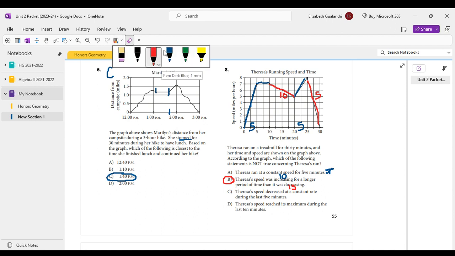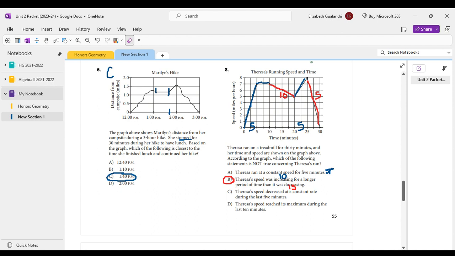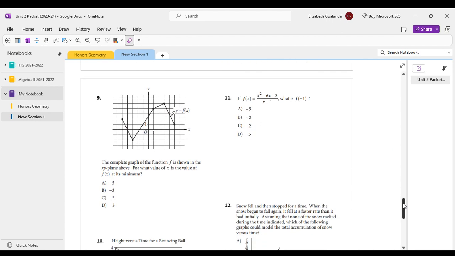Whenever I do these, though, I always check all of them just to make sure. Teresa's speed decreased at a constant rate during the last 5 minutes. So yes, we're decreasing and it's the same slope. So that is a true statement. Teresa's speed reached its maximum during the last 10 minutes. There's the maximum right there, and that is in the last 10 minutes of it. So that is also a true statement. So letter B is our correct answer on that one.